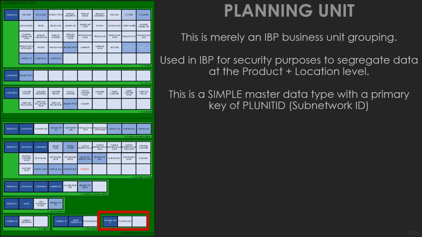Planning unit. This is merely an IBP business unit grouping, used in IBP for security purposes to segregate data at the product location level. This is a simple master data type with a primary key of PLUNIT ID. Sometimes it is also called subnetwork ID.